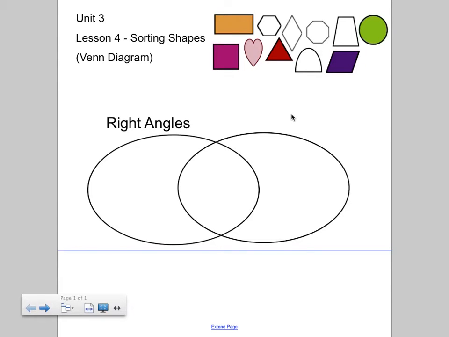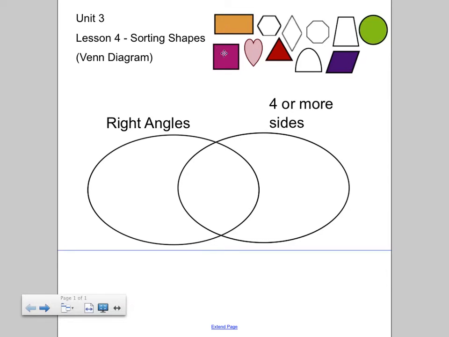And on this side, I'll put four or more sides. So I'm going to throw in a shape here that has 4 sides or more than 4 sides. Anything that's a right angle here, anything here that has 4 or more sides, so 4, 5, 6, 7 sides, whatever. Whatever's in the middle would have both these characteristics: right angles and 4 or more sides.